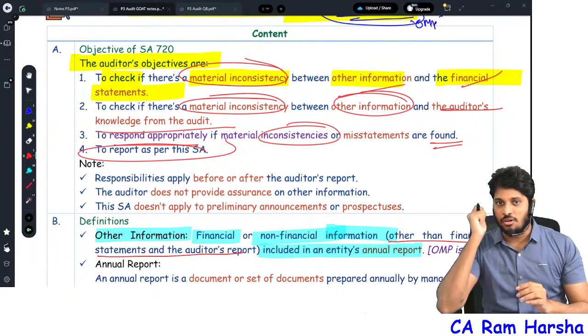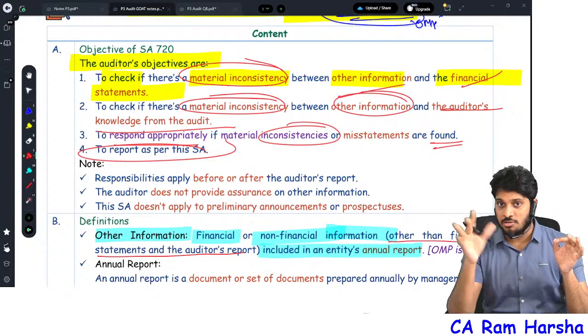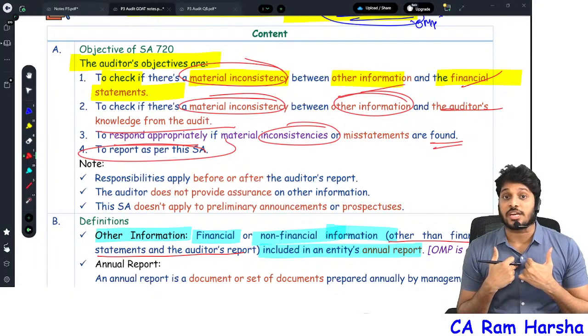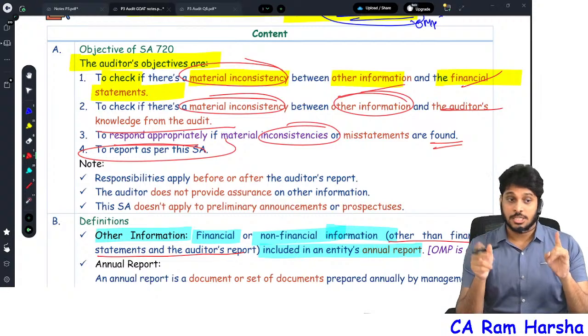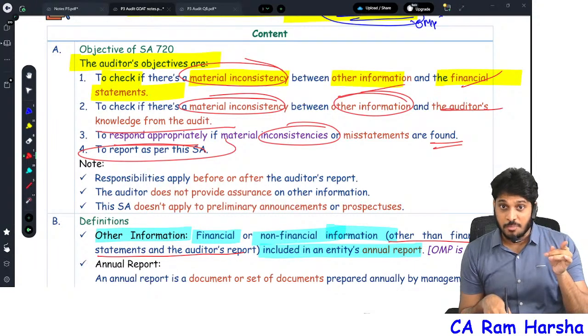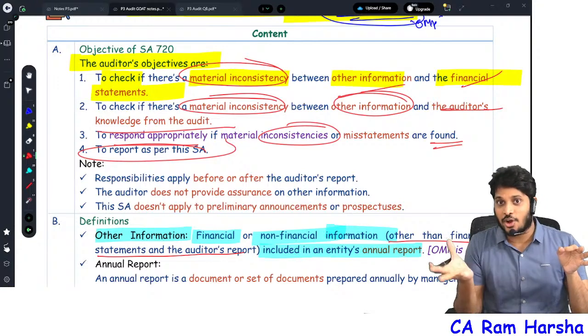For example, in other information, the total turnover and the balance sheet P&L total turnover are not matching. I need to go for further investigation to see which is right. Sometimes the other information might be wrong. They wrongly mentioned a wrong amount, and the balance sheet P&L that I already audited is right.